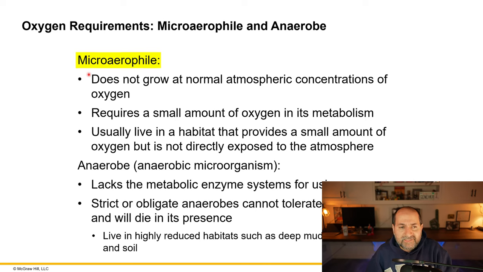Another class are the microaerophiles. These organisms do grow in oxygen, but only low levels of oxygen. So they do not grow at normal atmospheric concentrations of oxygen. The amount of oxygen in the atmosphere is between 20 and 22%, and these organisms do not grow in that range. They prefer lower concentrations of oxygen, for instance, 8 to 10% oxygen.